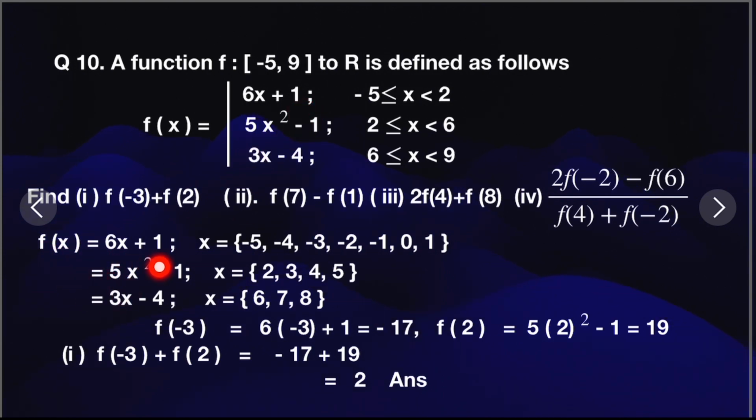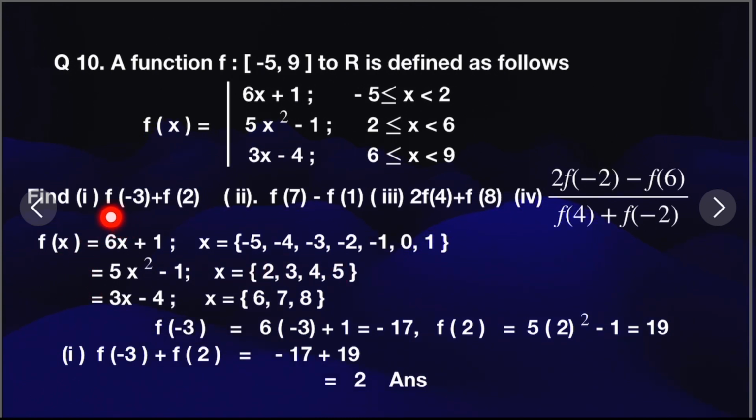f(x) will be 5x² minus 1 if x is between 2 and 6. So if x is equal to 2, 3, 4, 5, this is the value of the function. And f(x) is 3x minus 4 if x is equal to 6, 7 and 8: 3x minus 4. So this will make it easier to understand. Okay, so we have written this down.